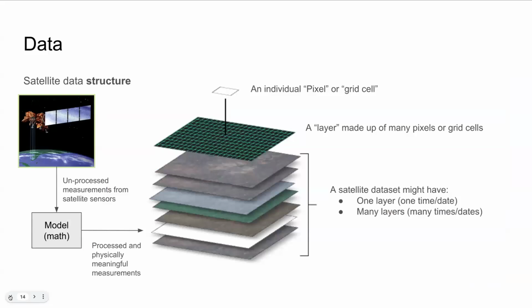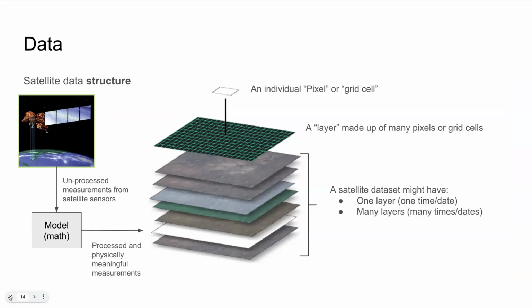The data structure, this is what this satellite data looks like. I'll encourage you to just think of this simplification where we get data from satellites. It's an unprocessed measurement from a sensor. It goes through a model. It's a bunch of math. And then that spits out something that is physically meaningful that we can interpret.